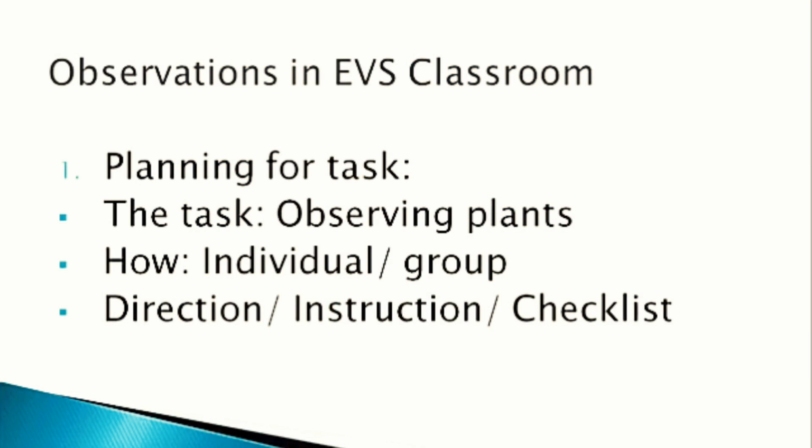When we are using observation in the EVS classroom, we have to plan for the task. Let's say I am planning for observation of plants. I have to think whether the task should be individual, a small group task, or a pair task. One has to plan for it. After that, we have to give clear instructions to children about what they are expected to do in observation.